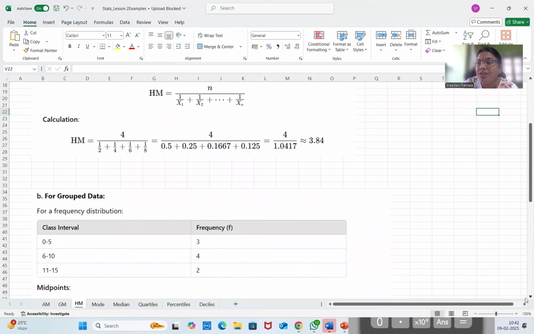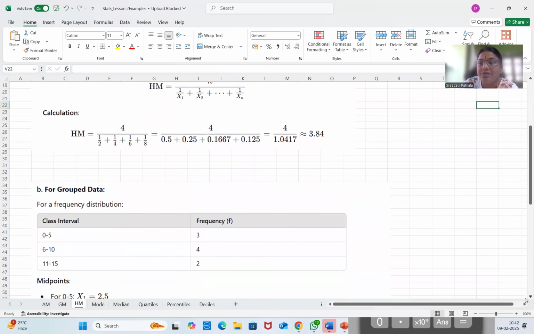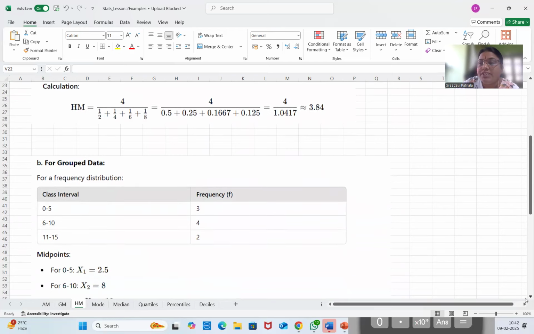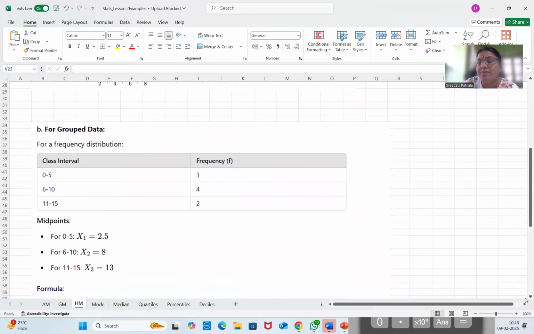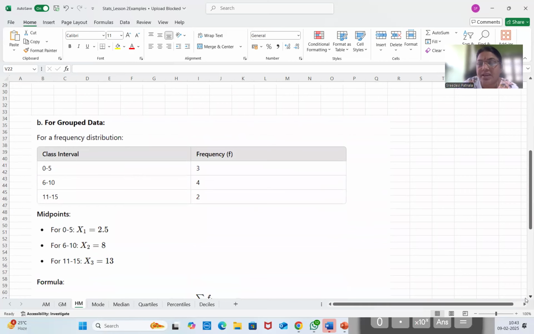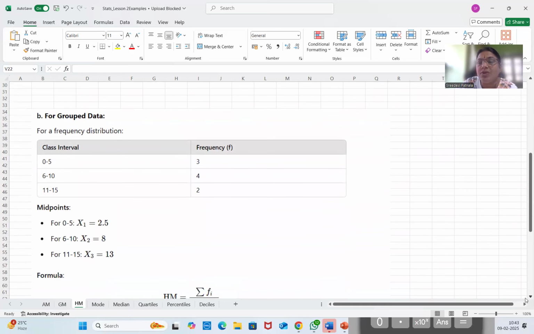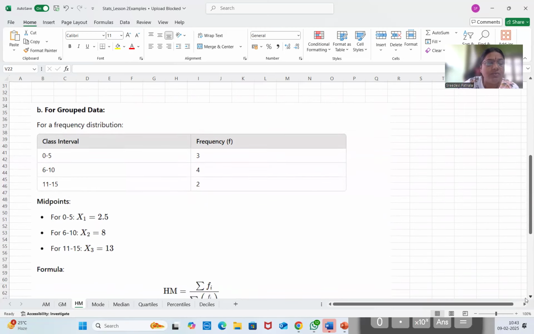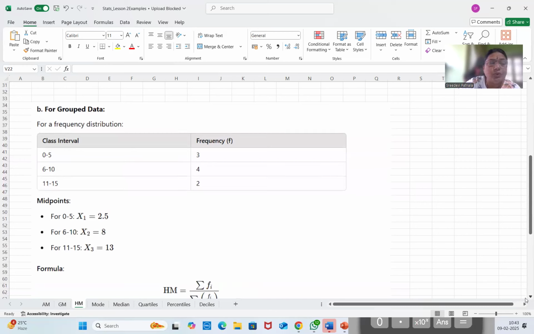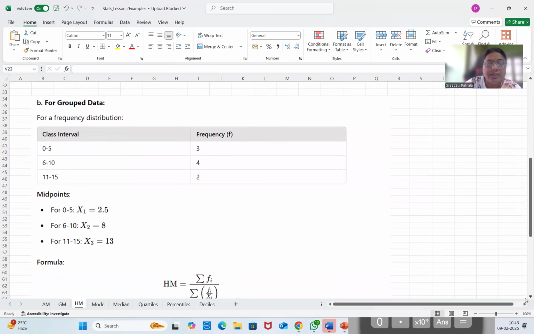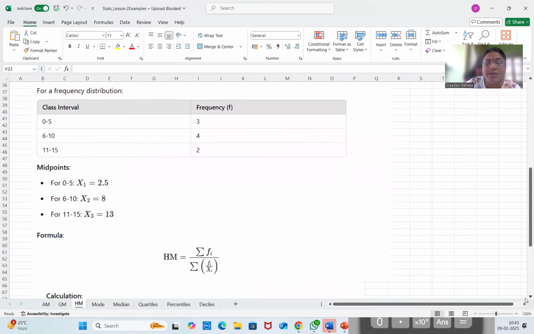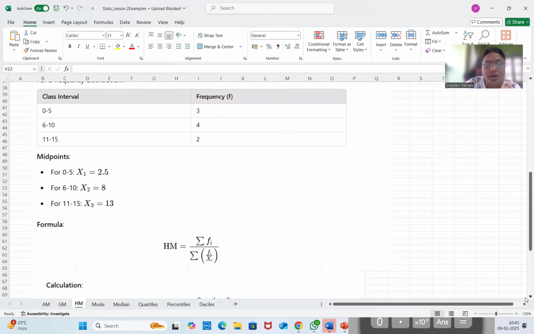For grouped data, the blind rule is just find the frequencies, sum the frequencies, and find the midpoints. Midpoints are very important for any mean, and they are called xi. Midpoints come from your class intervals: 0 plus 5 divided by 2 gives 2.5, similarly 6 plus 10 divided by 2 gives 8, and 11 plus 15 divided by 2 gives 13. These are the midpoint values. Our formula for the harmonic mean is summation of fi divided by summation of fi by xi. Now you have fi, you have xi.